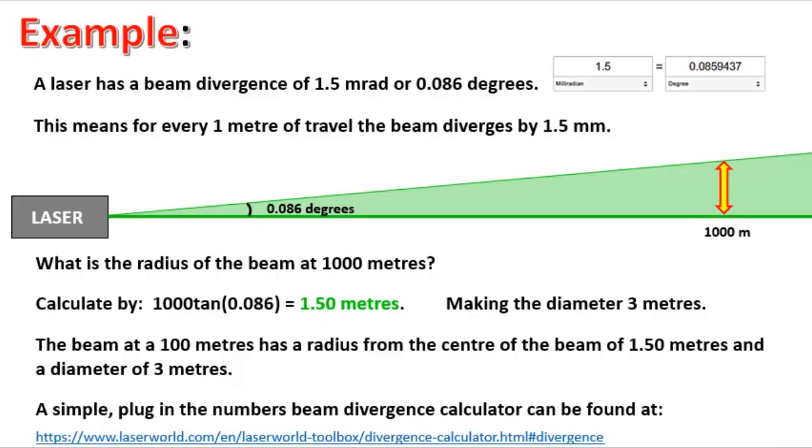An example. A laser has a beam divergence of 1.5 mrad or 0.086 degrees. This means for every 1 meter of travel, the beam diverges by 1.5 millimeters. What is the radius of the beam at 1,000 meters? You can calculate it this way. So make the diameter 3 meters. The beam at 1,000 meters has a radius from the center of the beam of 1.5 meters and a diameter of 3 meters. A simple plug in the numbers beam divergence calculator can be found at the following URL, which also will be in the show description.